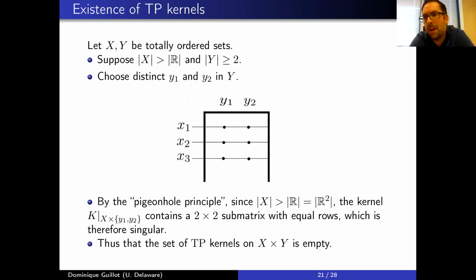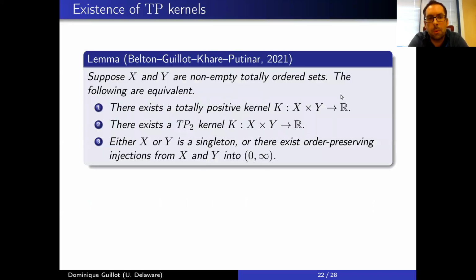So that was quite surprising, at least to me, when we discovered that phenomenon: in fact, we can't just work with arbitrary totally ordered sets. But thankfully, we were able to quickly find a characterization of the totally ordered sets that do support TP kernels. So we have the following characterization. Suppose X and Y are non-empty totally ordered sets, then the following are equivalent.